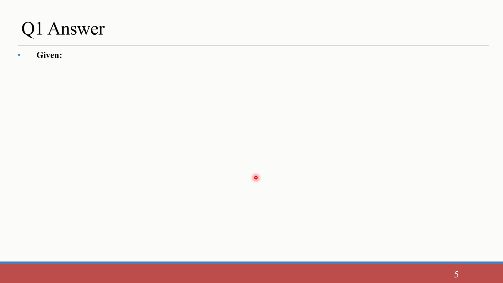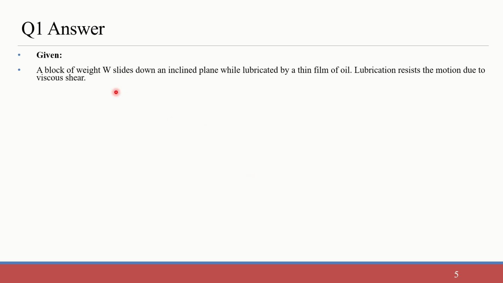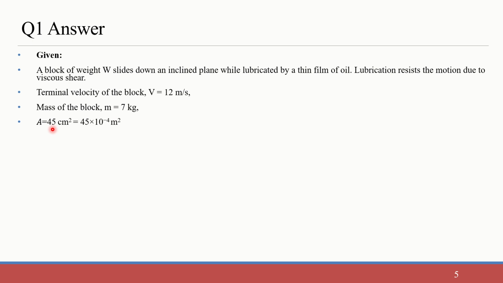So first let us see what is given in the question. We are given a block of weight W that slides down an inclined plane while lubricated by a thin film of oil. So this lubrication basically resists the motion by giving the viscous shear. And also the terminal velocity V is given as 12 meter per second, and mass of the block is 7 kg, and the contact area between them is given as 45 centimeter square, which is nothing but 45 into 10 power minus 4 meter square, and we have the film thickness as 0.5 mm, which is 0.5 into 10 power minus 3 meter.